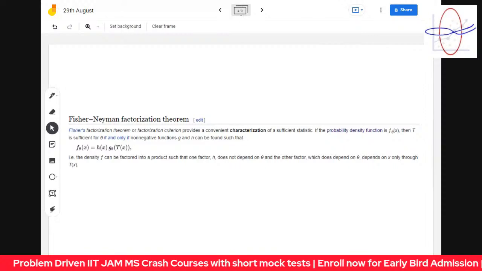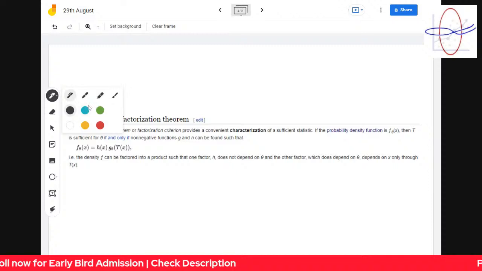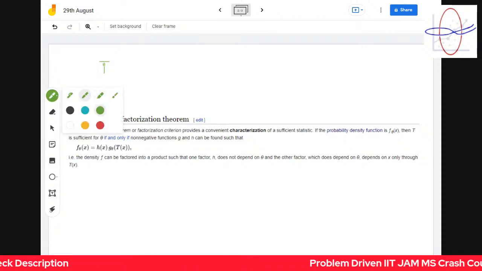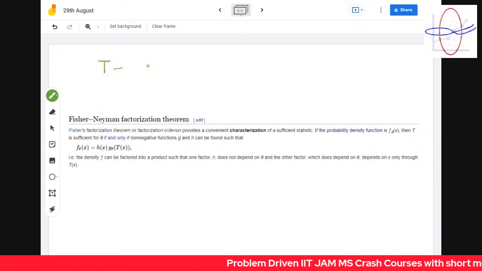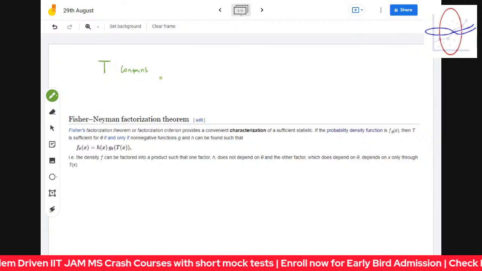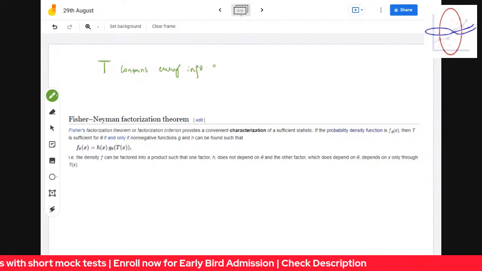In the meantime, while my tablet starts working, what is the main idea behind this? What is a sufficient statistic? You must know that. A statistic T is called a sufficient statistic for theta. It's very interesting in the sense that T contains every information about theta, every info about theta probabilistically.